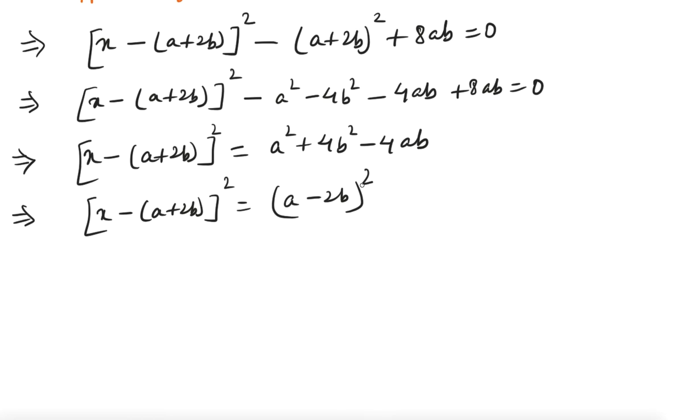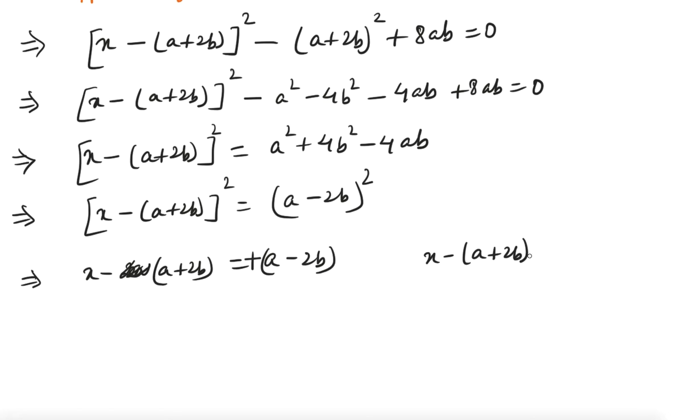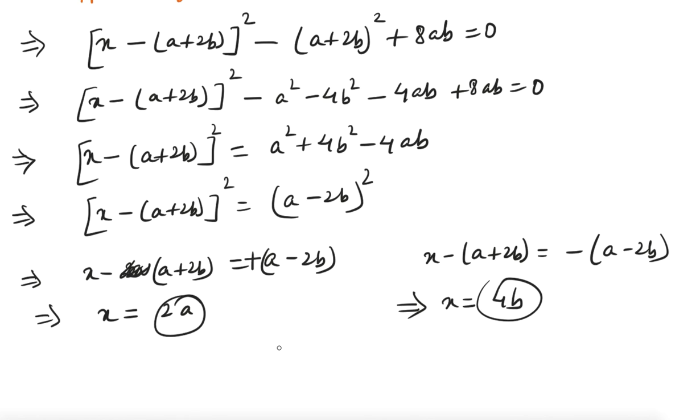So this becomes x minus a plus 2b whole square is equal to a minus 2b whole square. So when I solve this, I'll have two solutions. x minus a plus 2b is either equal to a minus 2b with a positive sign, or x minus a plus 2b is equal to negative of a minus 2b. From this I'll have x equal to 2a, and from this x is equal to 4b. Okay, so the two roots are 2a and 4b.